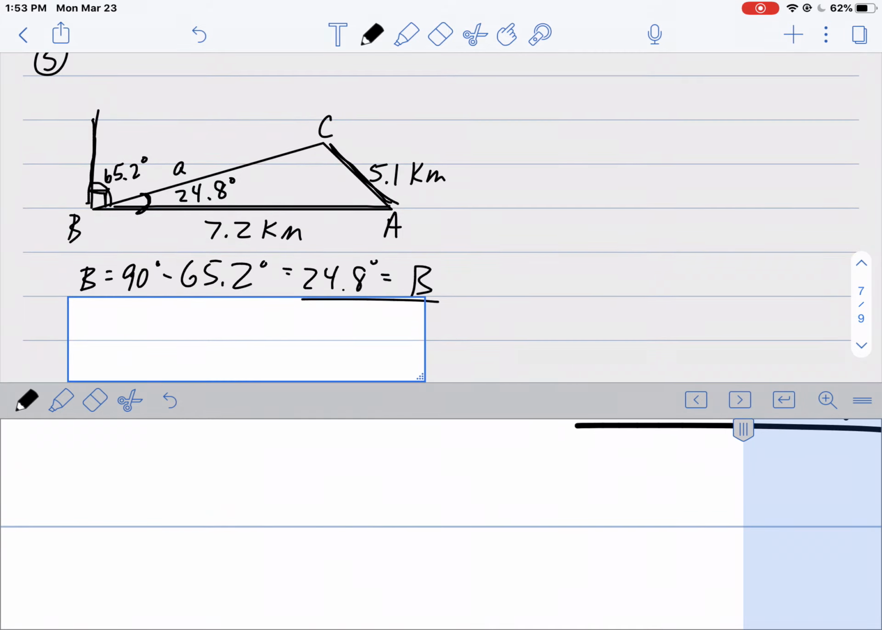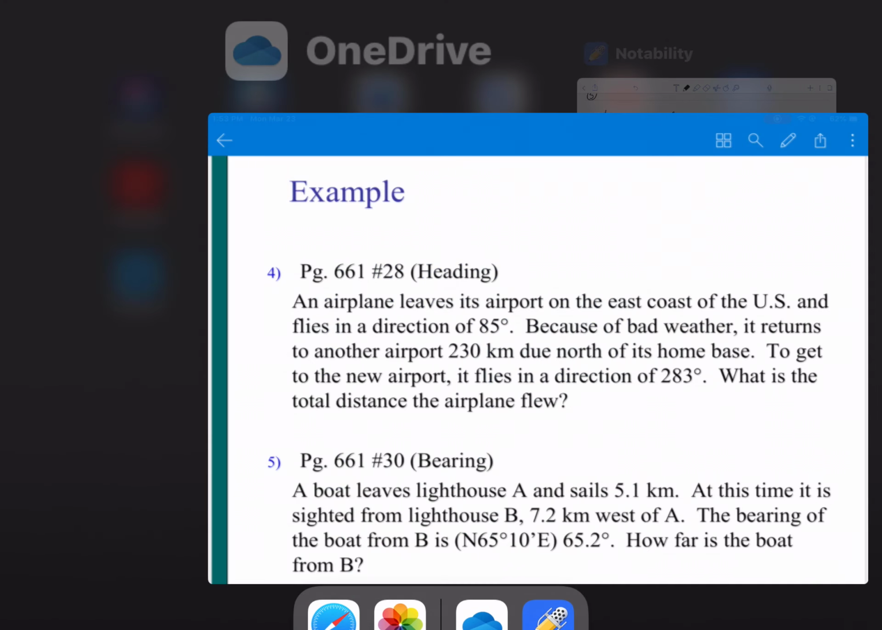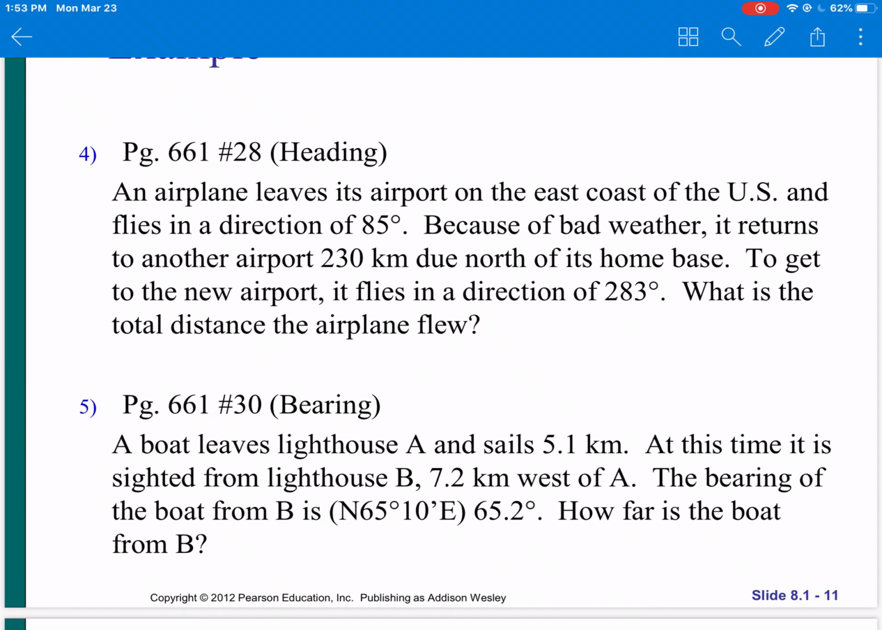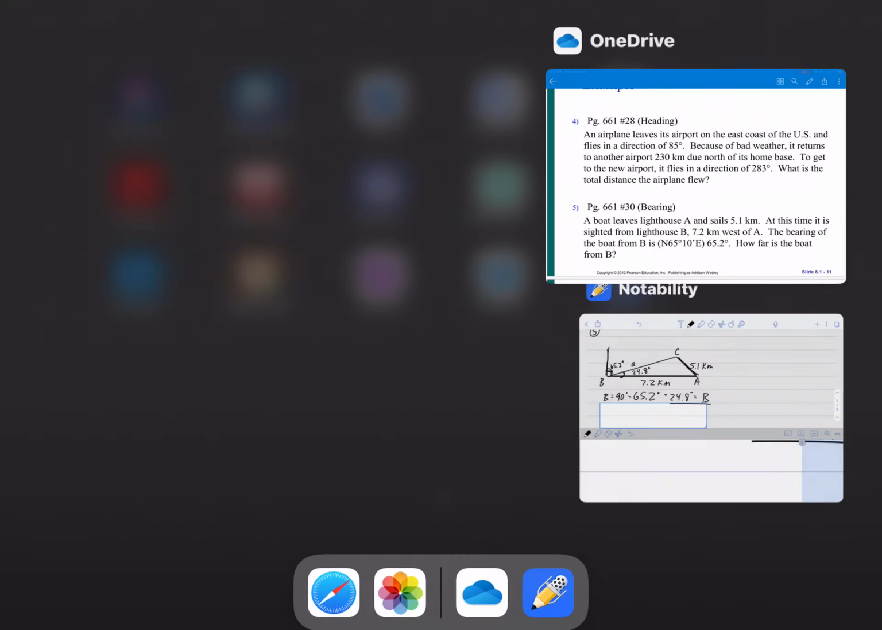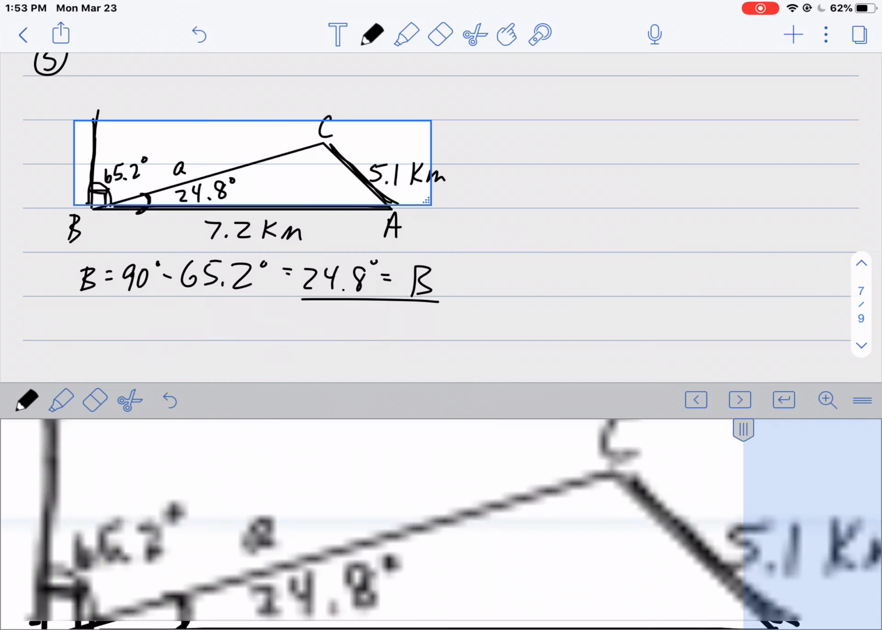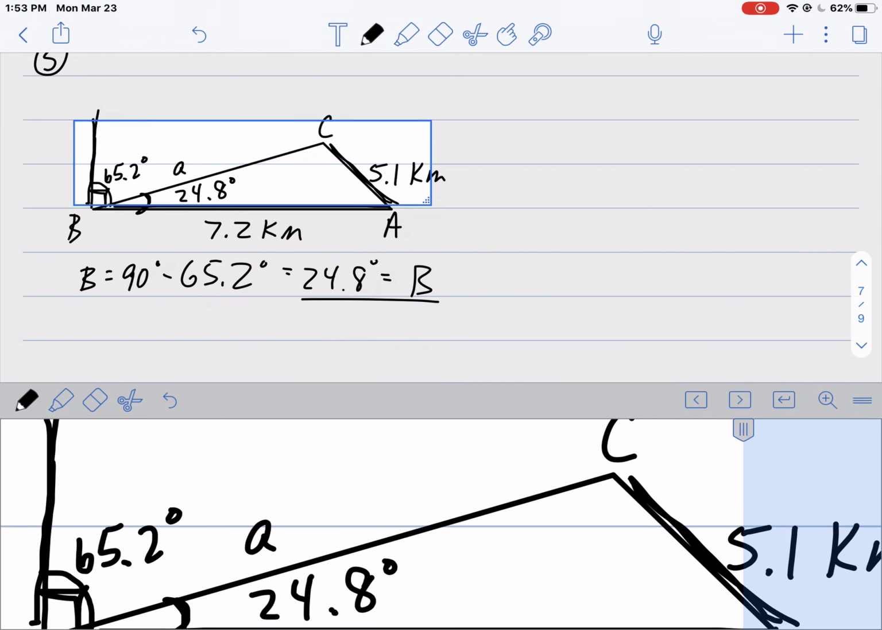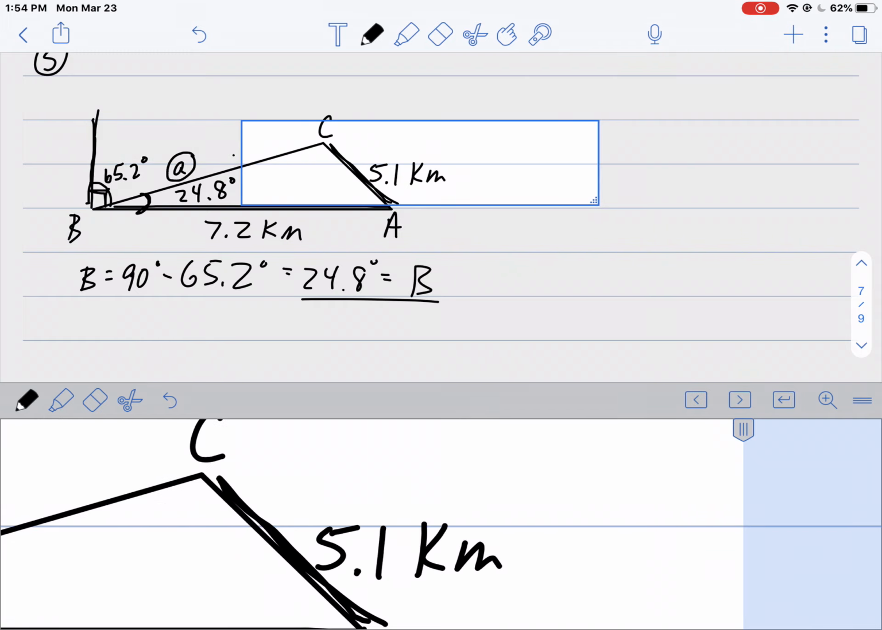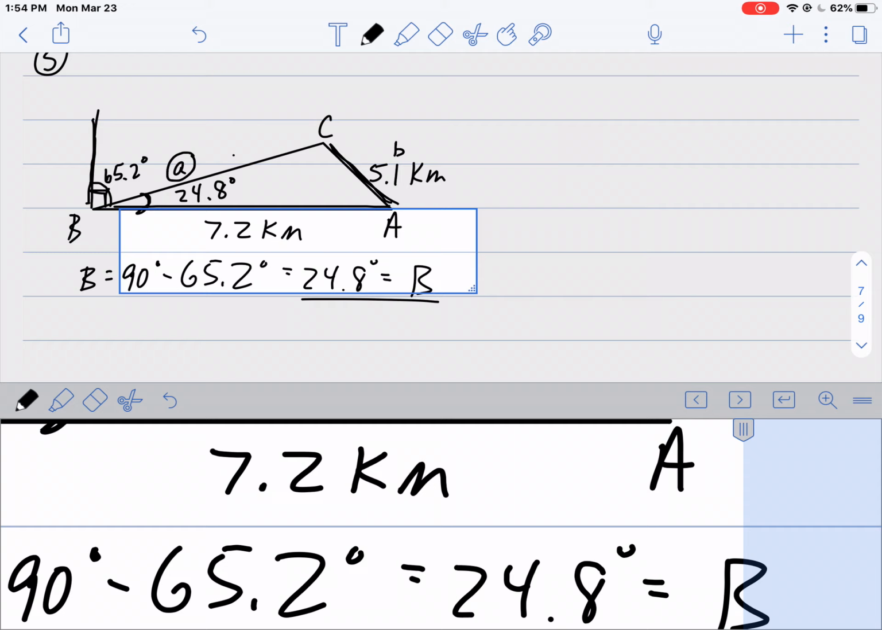All right. And our question was what? How far is the boat from Lighthouse B? So I'm looking for that side, which would be side A. Right? Okay. Well, what do we know? I'm going to go ahead and call this side B. I'm going to go ahead and call this side C. So we know angle B and side B. We know side C. Now I'm looking for side A.